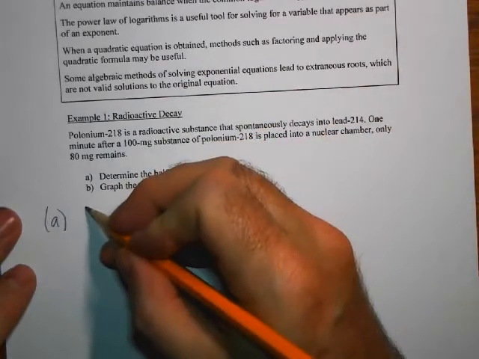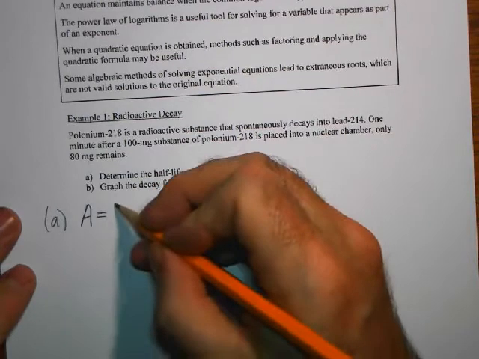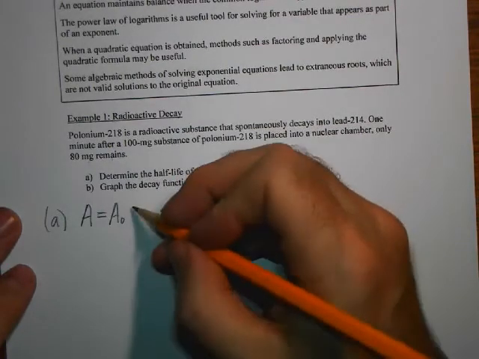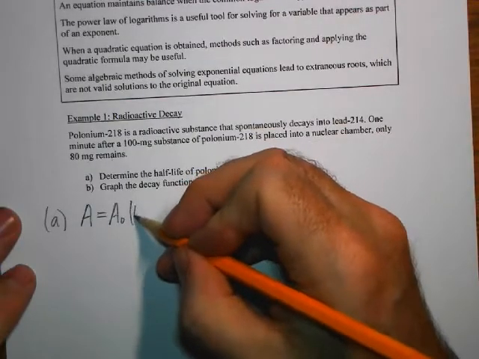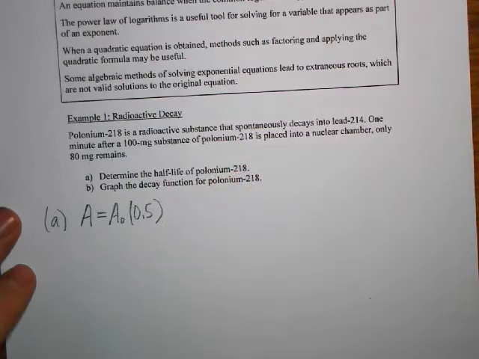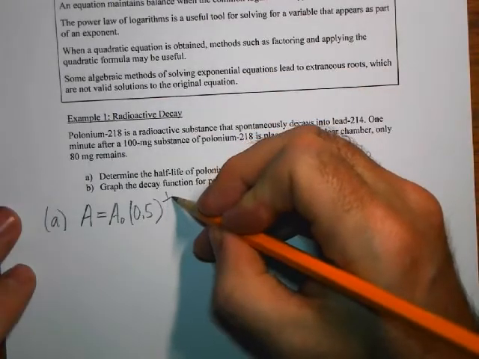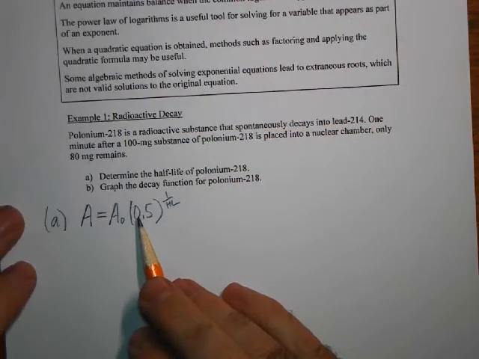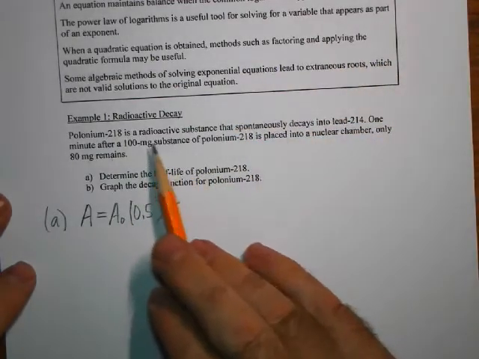Use a capital A for the amount remaining, which is equal to the original amount, A subscript 0, and then, because we're trying to find the half-life, our base is going to be 0.5, because we're multiplying over and over by half, or 0.5. And then we have 1 over the half-life, which we don't know. That's what we're actually going to try to find.